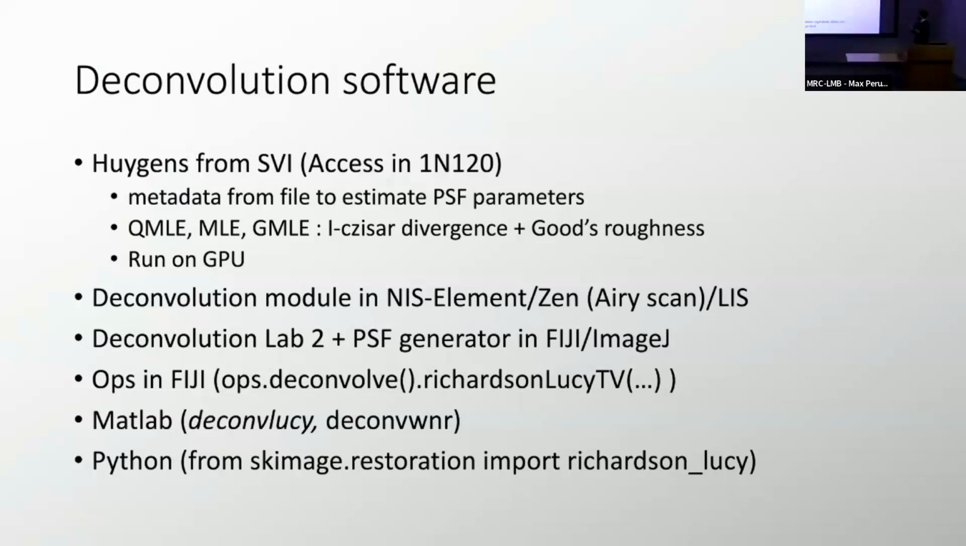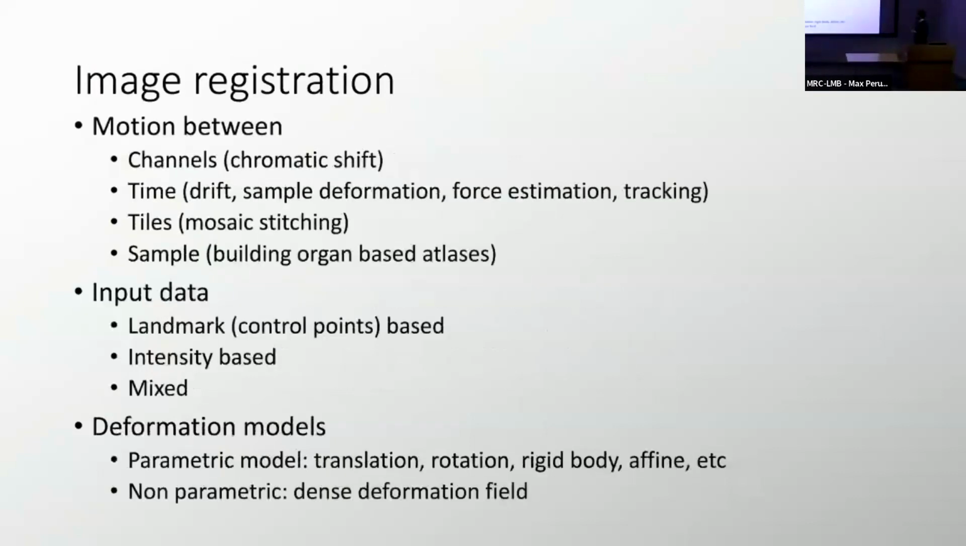Next, let's talk about image registration. Image registration can be used when you have a shift between channels, for example a chromatic shift. Or motion: the dichroic, for example, will shift the image a bit between two channels if you change it using the turret, so it will not come back exactly at the same position. Or drift: your sample is moving over time, so you want to track it over time, or estimate the deformation or forces.